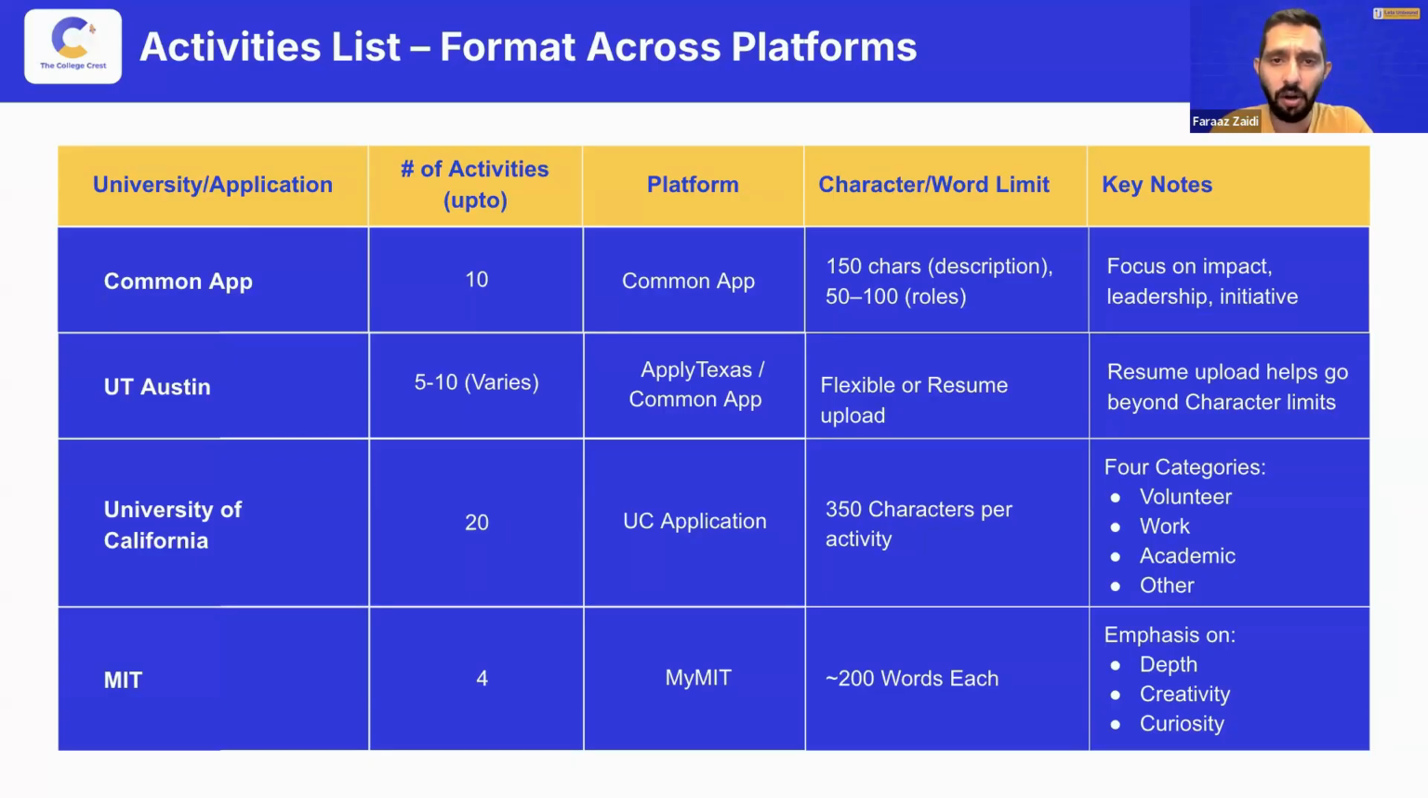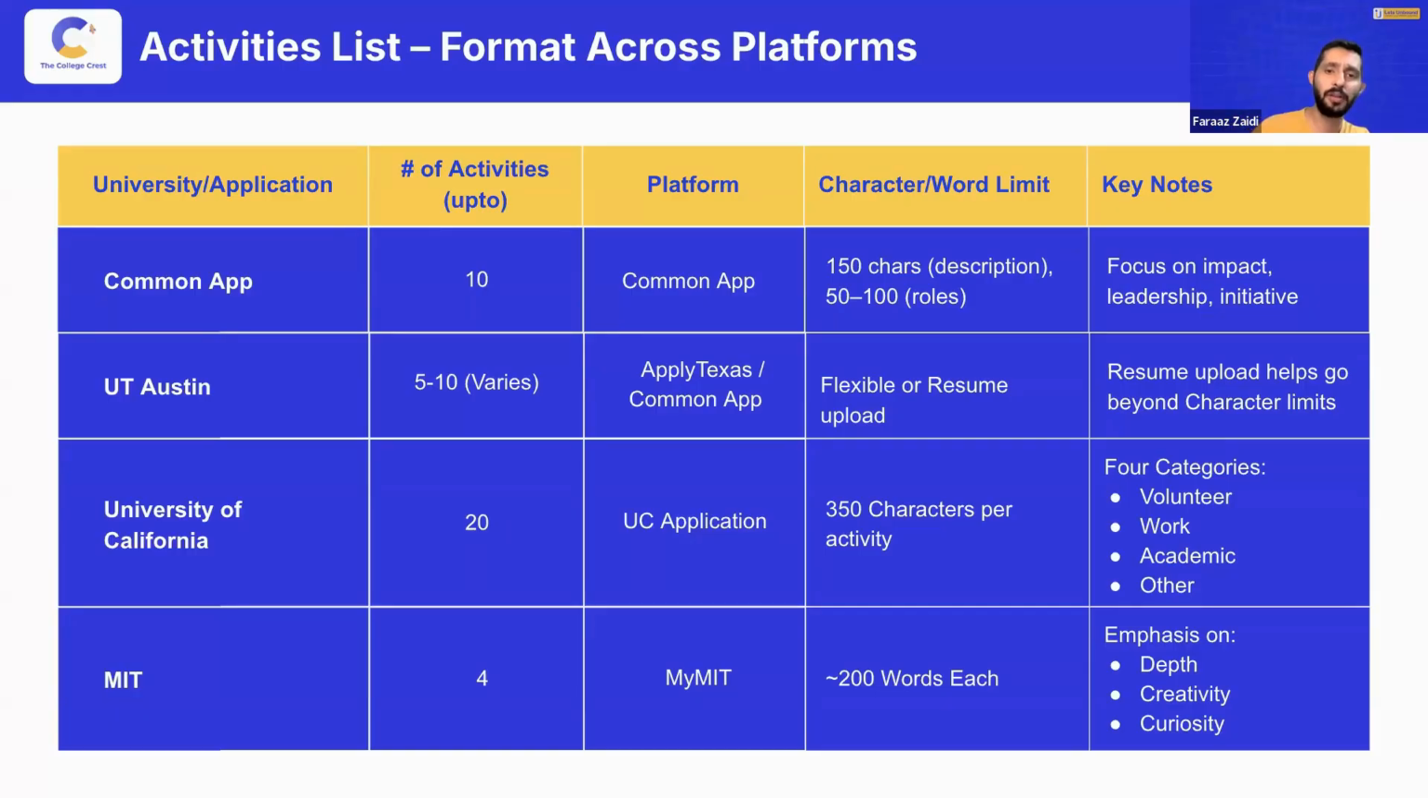Now, moving on to the next one, UT Austin. Normally, you would be requested to put in any 5 to 10 activities, which can be done simply through the resume itself. And there are no certain character counts or word limits. So you can go into extreme detail wherever you think it is relevant. So you could largely look at UT Austin and say that my capstone activities are the things that are going to go into that.